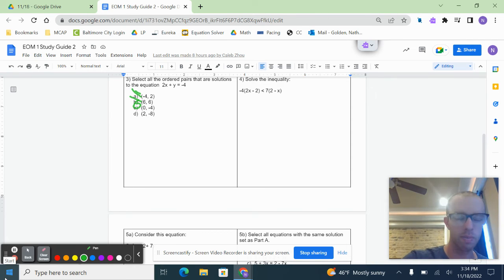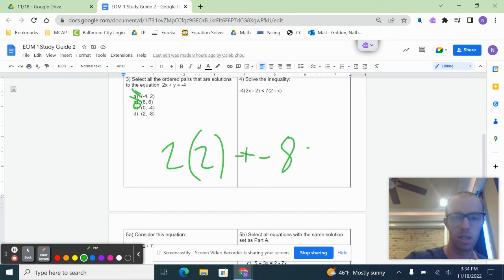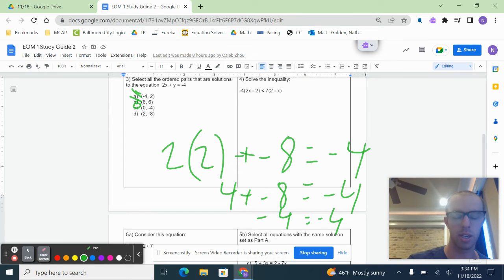Let's try D. We have 2 times 2 plus negative 8 equals negative 4. 2 times 2 is 4. Plus negative 8 equals negative 4. 4 plus negative 8 is negative 4. And negative 4 equals negative 4. That is true. So I know the correct answers are C and D.